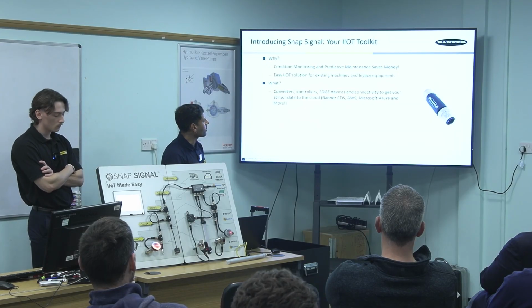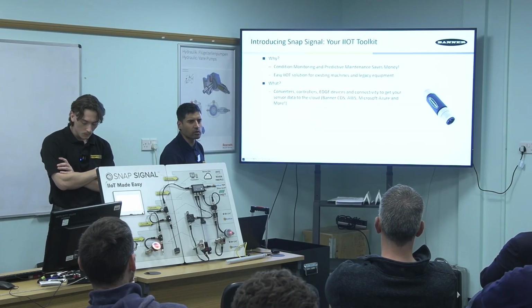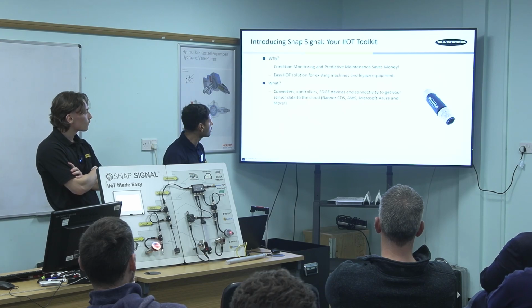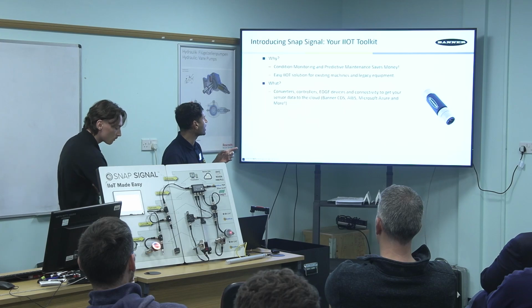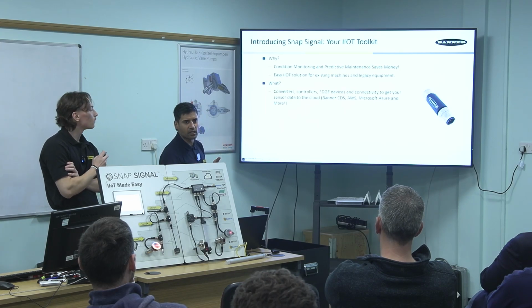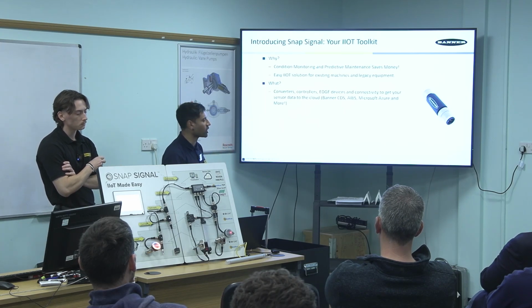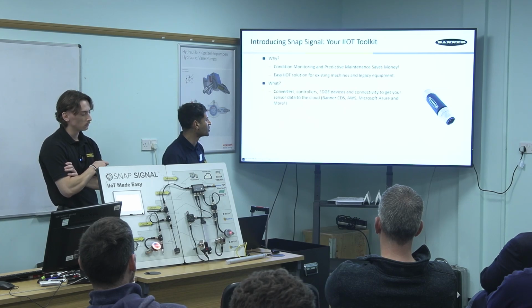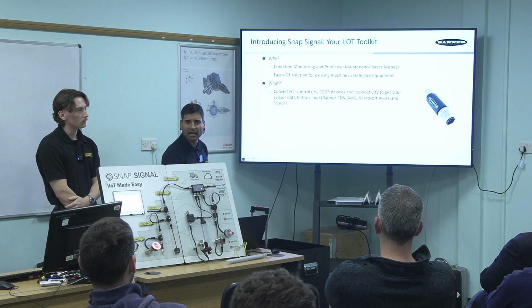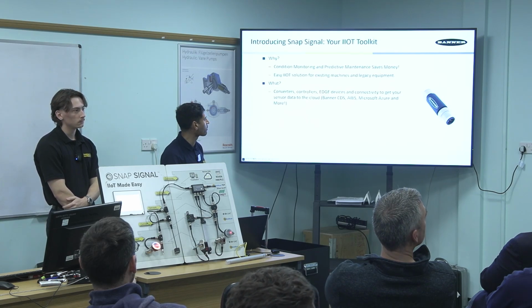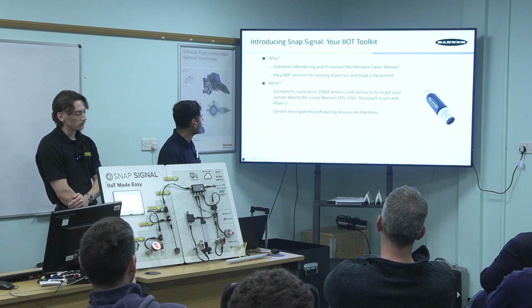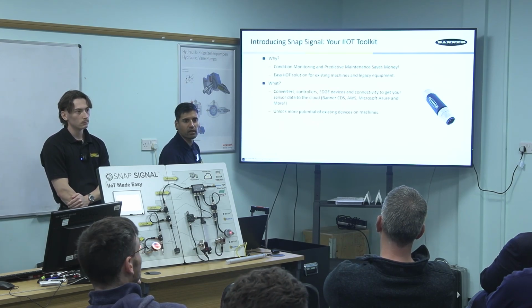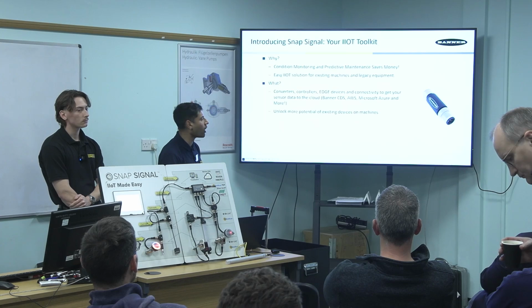And what is it? It's a combination. Snap Signal's a portfolio of products, not just one product. It's our little converters, our controllers, edge gateways, and our connectivity splitters. But it's also the software and the ability to talk to our cloud, known as Banner CDS, or third-party clouds like Amazon AWS, Microsoft Azure, etc. And the idea is to unlock the potential of existing machines on your site.